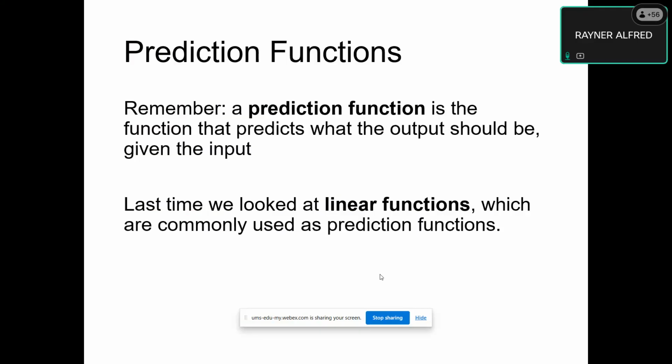So when we have a new unseen data, we will be able to predict what is the output of the new unseen data. Okay. So we also have looked at the linear function, which is commonly used as a prediction function. We call it linear function because we use a line to separate them, or a piece of paper to divide the positive and also the negative samples.